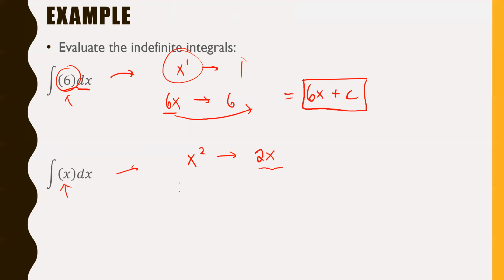So let's go back to the drawing board here. Instead of 1x squared, we'll make it 1/2 x squared. If you took the derivative of 1/2 x squared, the 2 drops down, it knocks out the 1/2, and you're just left with x.